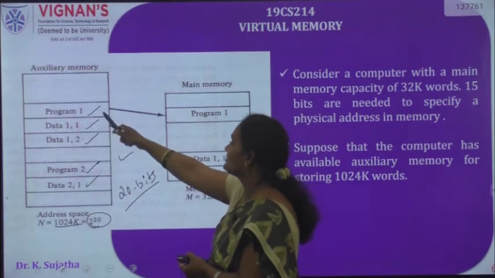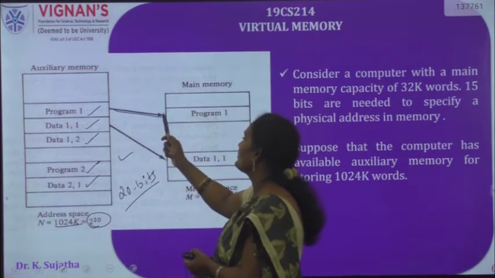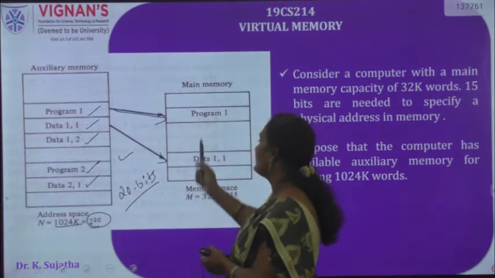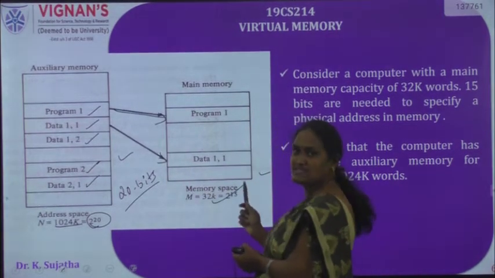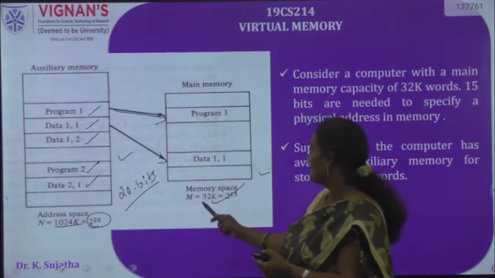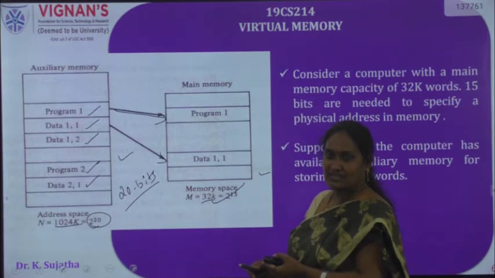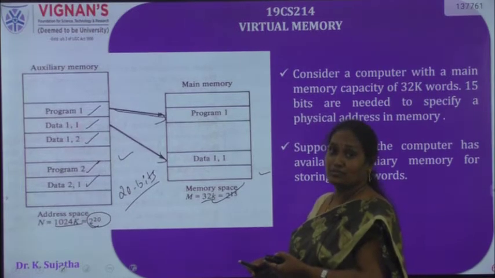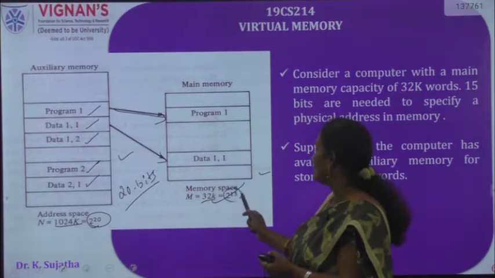Suppose it wants program 1 and data 1. Now program 1 and data 1 are copied to here. This is main memory space, or memory space. This is the address space and this is the memory space. It has 32K locations. 32K means 32 into 1024 locations, which is 2 power 15 locations.